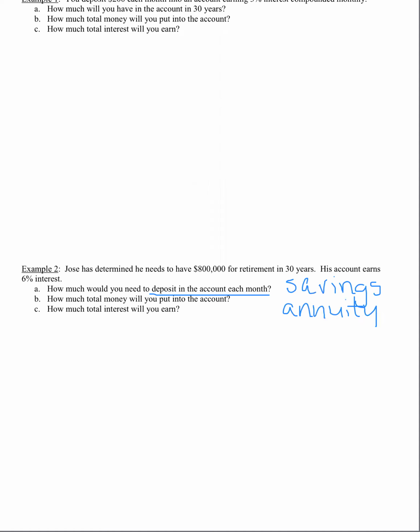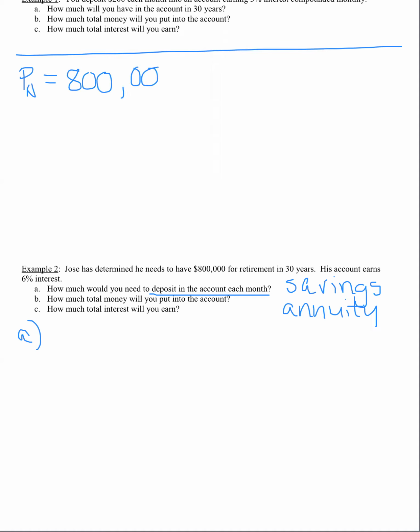Okay. So for part A, we're going to use that savings annuity problem, but we've got to figure out what everything is. So I'm going to write up here just to give me a little bit more space. His value that he wants in the account at the end is $800,000. So note that's PN, that's not your D, that's PN. It says that we want 30 years. Our account is earning 6% interest, and we are depositing monthly. So I've got all that good information up there.